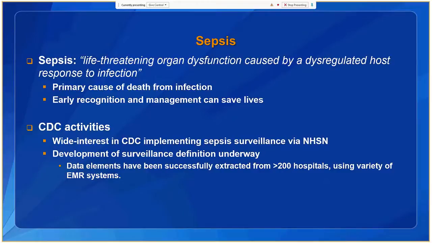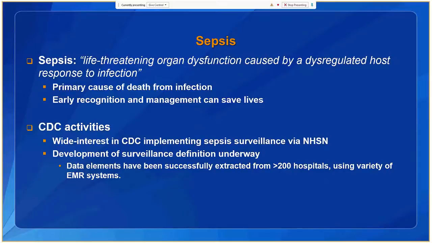Sepsis is defined as a life-threatening organ dysfunction caused by a dysregulated host response to infection. So if you have an infection that progresses out of control, it will then progress to sepsis and then subsequently death. We know that early recognition and management, which includes measures like prompt administration of antibiotics and resuscitative measures, can save lives. There is wide interest in the CDC and among patient advocates, healthcare quality experts, and the clinical community for implementing sepsis surveillance via NHSN. Thus, development of a surveillance definition is underway.